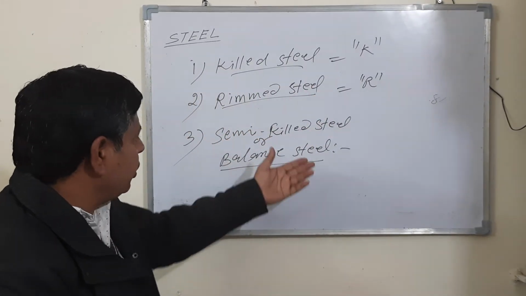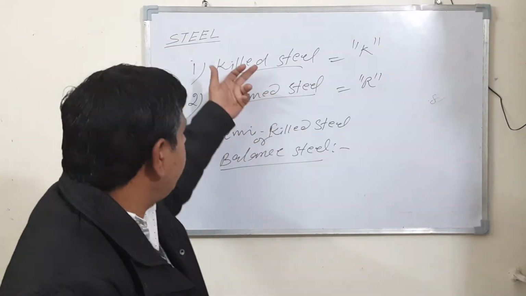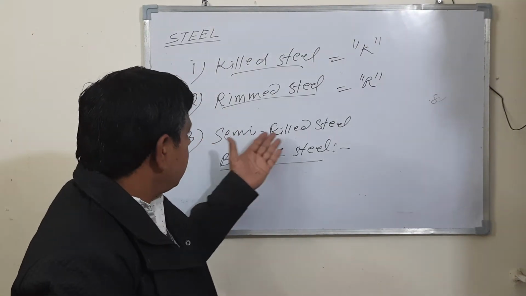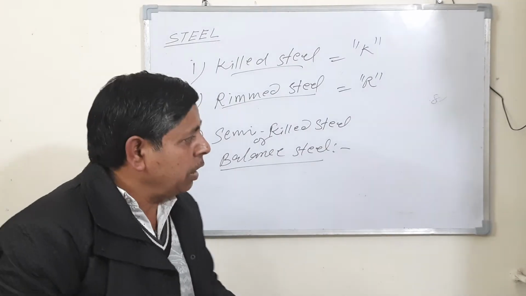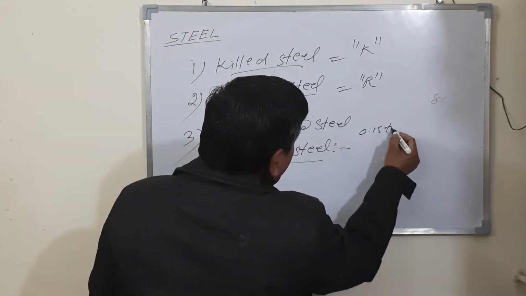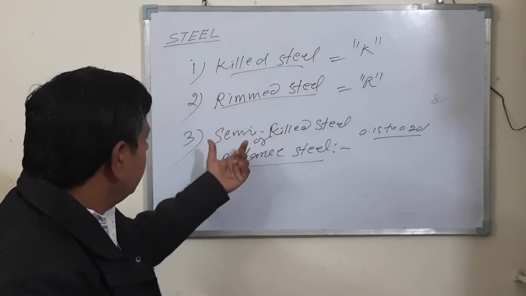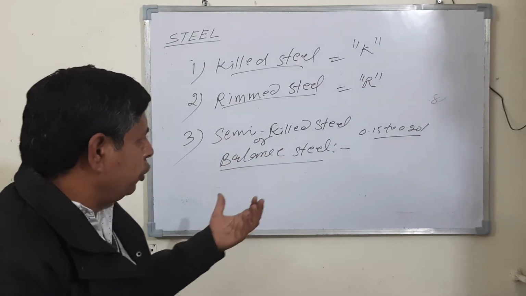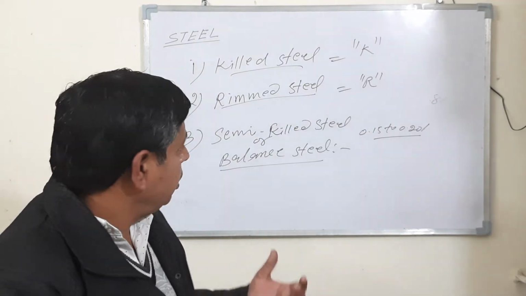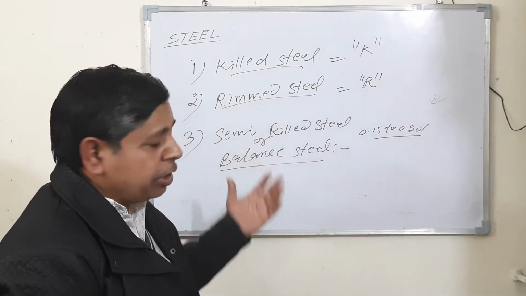Semi-killed steel or balanced steel. This steel is the combination of killed steel and rimmed steel. This semi-killed steel contains a carbon percentage of 0.15 to 0.20%. So semi-killed steel is generally used for structural steel. There is no symbol for this steel.